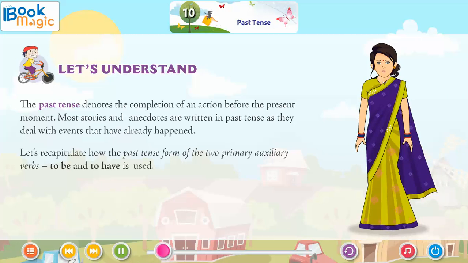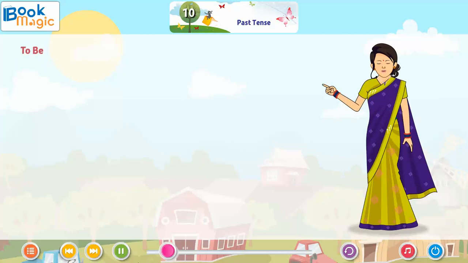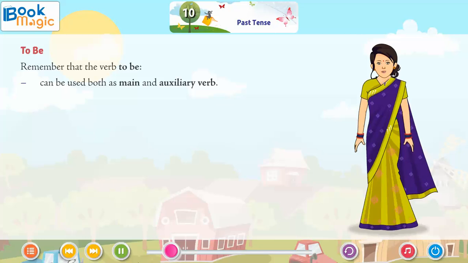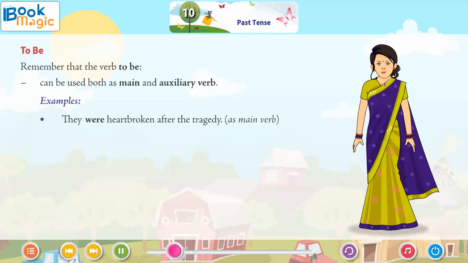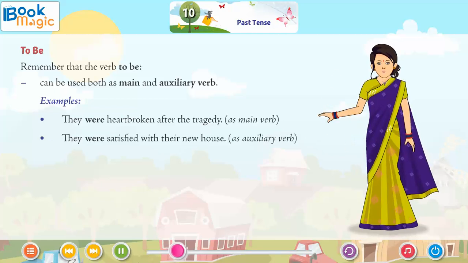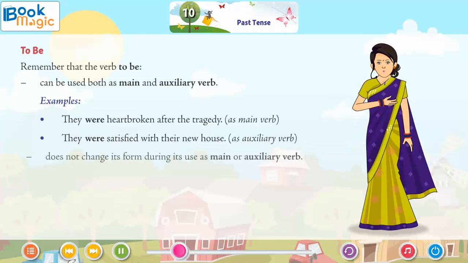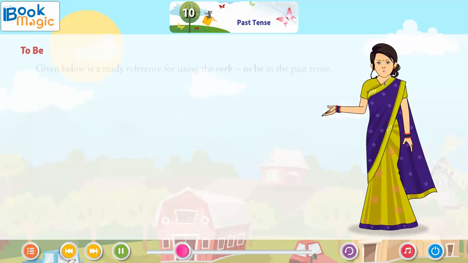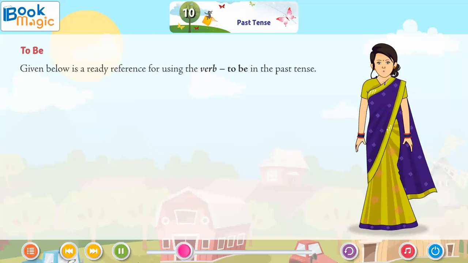Let's recapitulate how the past tense form of the two primary auxiliary verbs, to be and to have, is used. To be. Remember that the verb to be can be used both as main and auxiliary verb. Examples: They were heartbroken after the tragedy, as main verb. They were satisfied with their new house, as auxiliary verb. It does not change its form during its use as main or auxiliary verb. Given below is a ready reference for using the verb to be in the past tense.